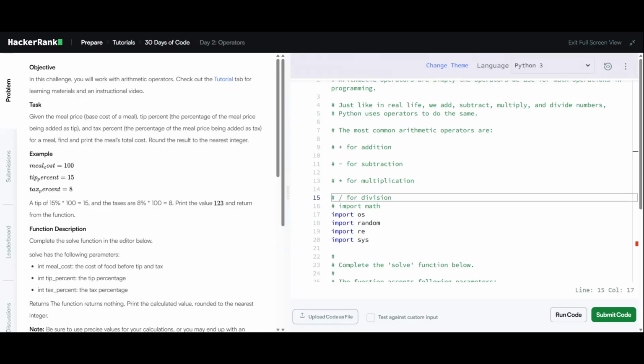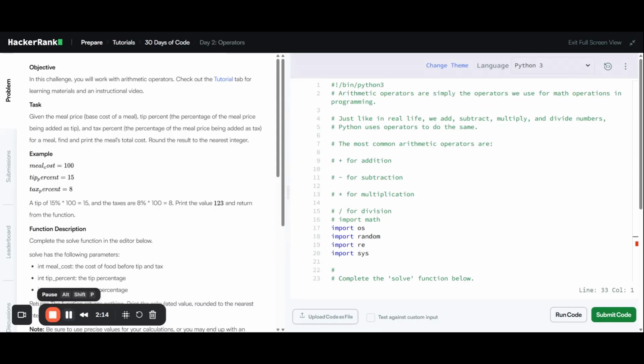Now we have the tip amount and the tax amount. Now we'll add the meal cost plus tip amount plus tax amount. We round the total cost and print the value, which is the total price that we have to pay. This is the logic that we have to implement. Now let's write the code and solve the problem.